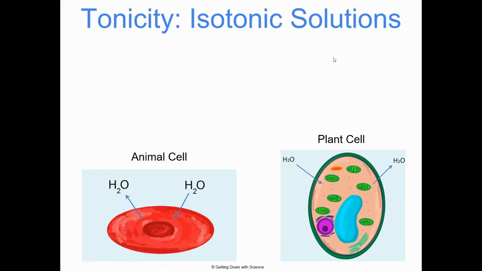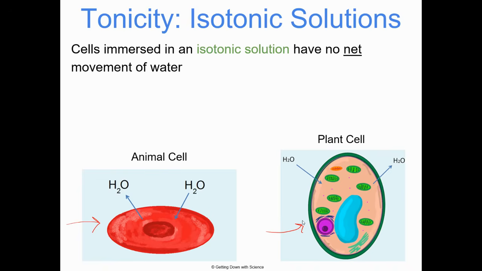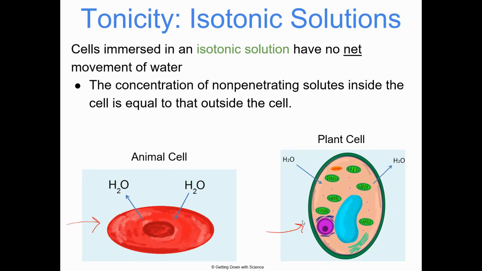We're going to start with isotonic solutions, and notice at the bottom, for each solution, I'm going to be using illustrative examples. So the animal cell, this is a red blood cell, and then this is a plant cell. So we'll be comparing what happens to each of these in each of the 3 solutions. So in an isotonic solution, cells that are immersed in this type of solution will have no net movement of water. And this is because the concentration of those solutes that cannot pass through the membrane are equal inside of the cell and outside of the cell.